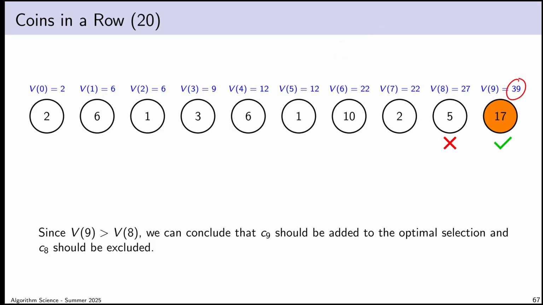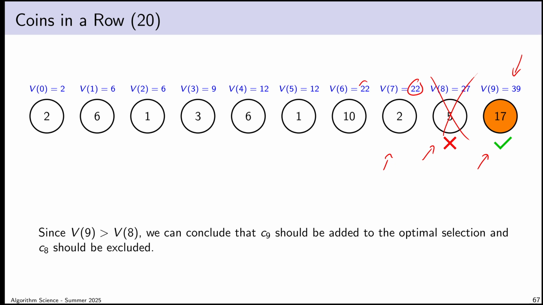So I notice, for example, that V9 is greater than V8, and that tells me that I must have included coin C9. So that means 17 is in. And since coin C9 is in, coin C8 is automatically out. I don't even bother with V8 after this because coin C8 has to be excluded. Okay, I work my way back to coin number 7.